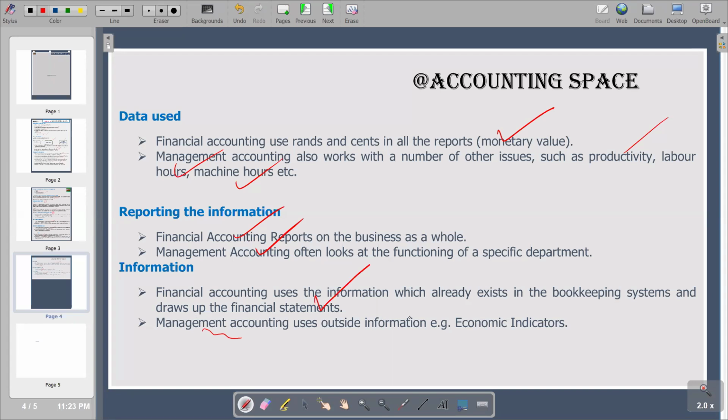So I think from there we can see that we have got more differences than similarities between financial accounting and managerial accounting. So this is what we have, guys, according to this video. And remember, this is only part of module 1.